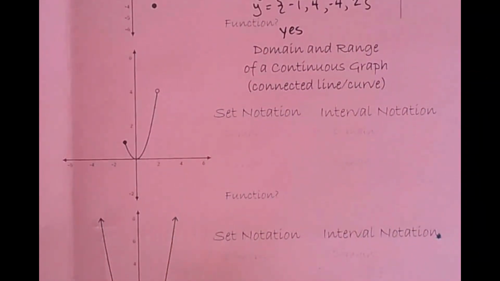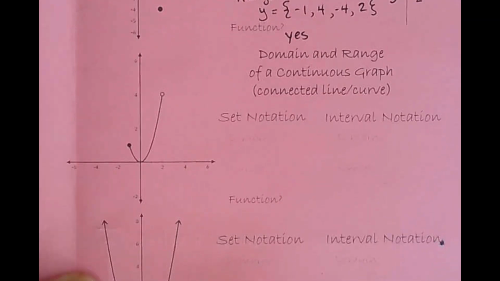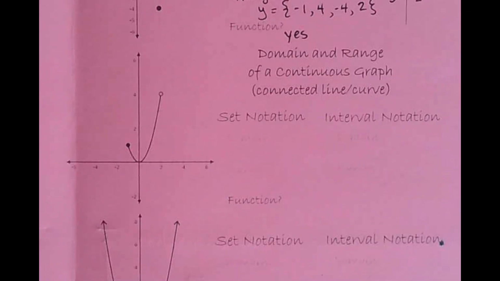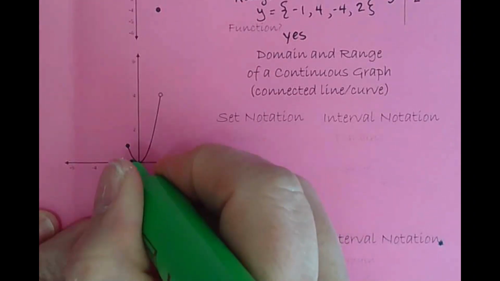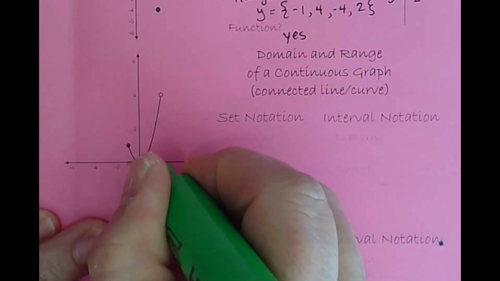We also have some continuous graphs here, and we'll write domain and range. We're just going to do set notation for this right now. One way to be sure that you're describing the right thing is if you consider, well, domain is all the x's.